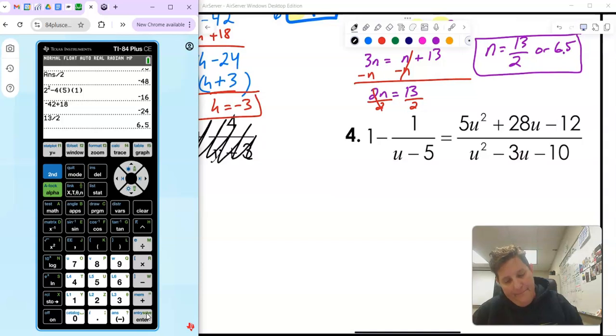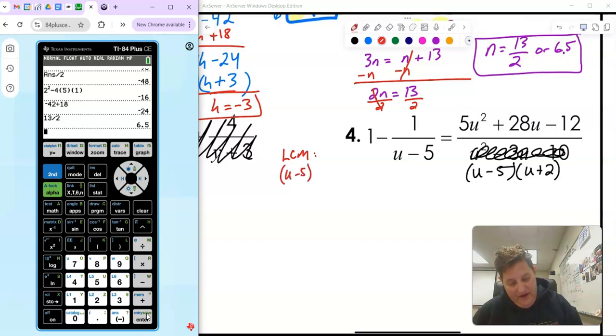On number 4, I've got to do an LCM. Well, first, this can actually factor. That factors to u minus 5, u plus 2, which means that's what my LCM is. So here I go: u minus 5, u plus 2, u minus 5, u plus 2, and u minus 5, u plus 2.